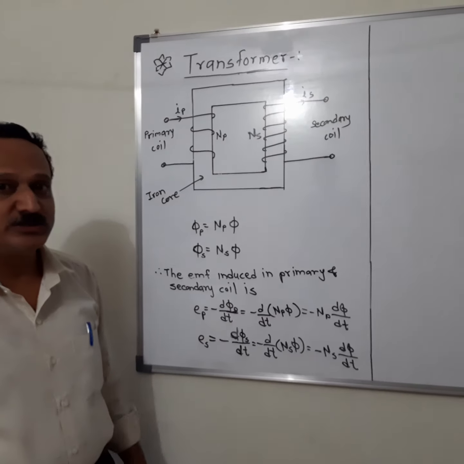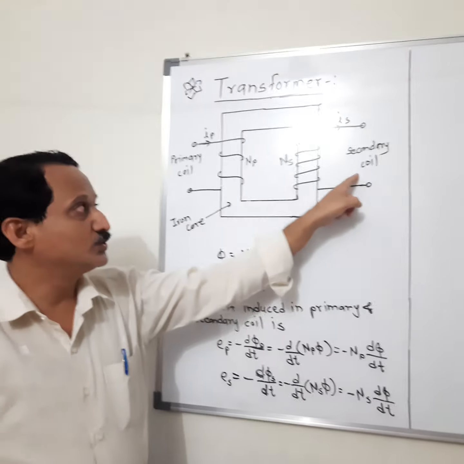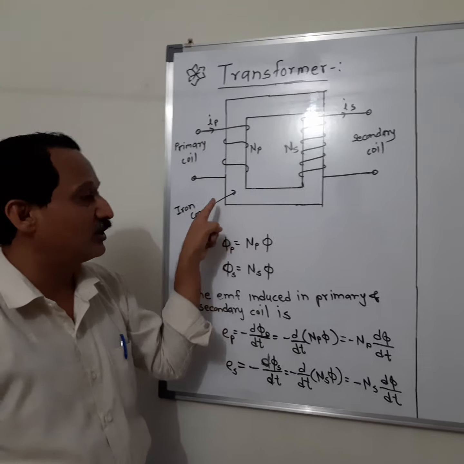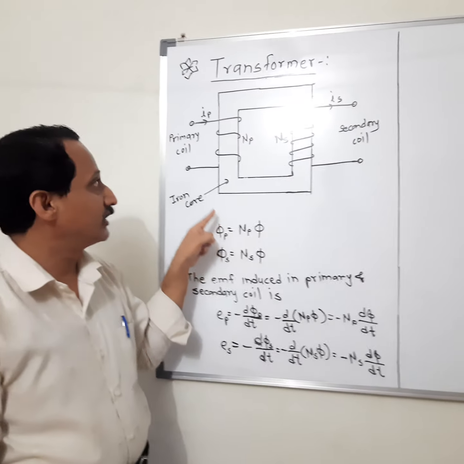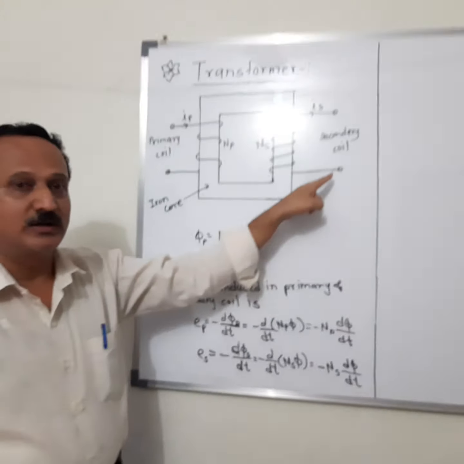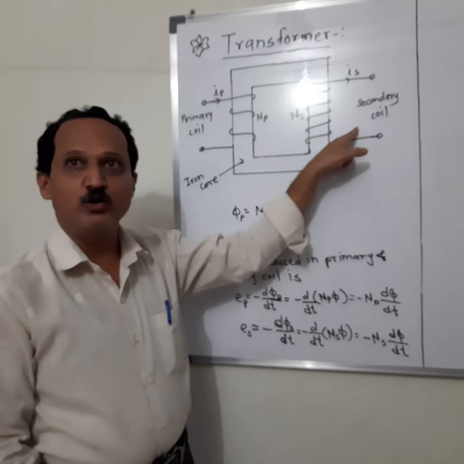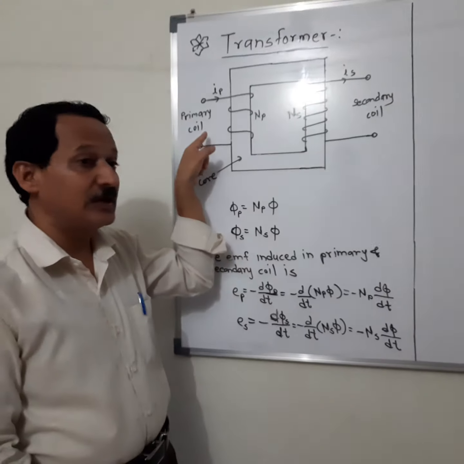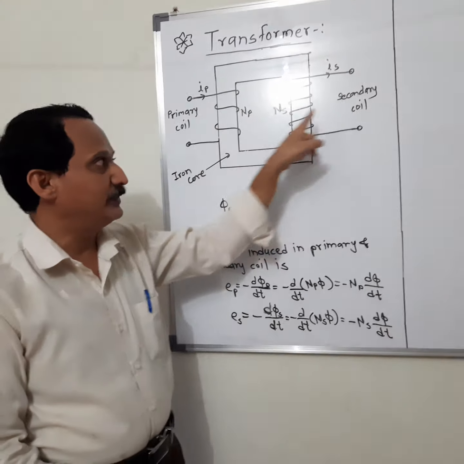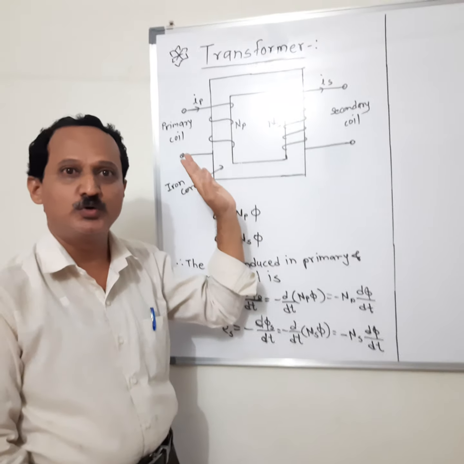This transformer consists of two coils, primary coil and secondary coil. And these two coils are wound on a soft iron core. See, this rectangular frame is the soft iron core, and on this rectangular frame, these two coils are wound, primary coil and secondary coil. Primary coil is called the input coil and secondary coil is called the output coil, because we have to apply the AC voltage EP to the primary coil, and we have to obtain the output voltage at the secondary coil, so it is called the output coil.